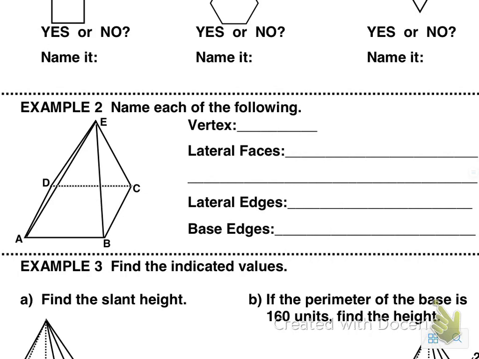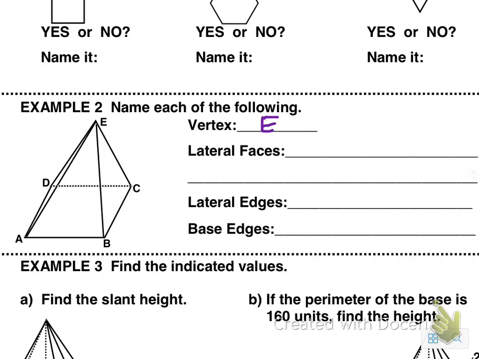Okay, before you check your answers with me for this example, I would like you to push pause and try to go ahead and name all the parts of the pyramid: the vertex, the lateral faces, the lateral edges, and the base edges, and then compare with me to see if you understand it, because it kind of is review from middle school math. The vertex is called point E. We put capital E, but we don't put the word point or put a dot in front of it. So when you name it, you don't just say E, you say point E.